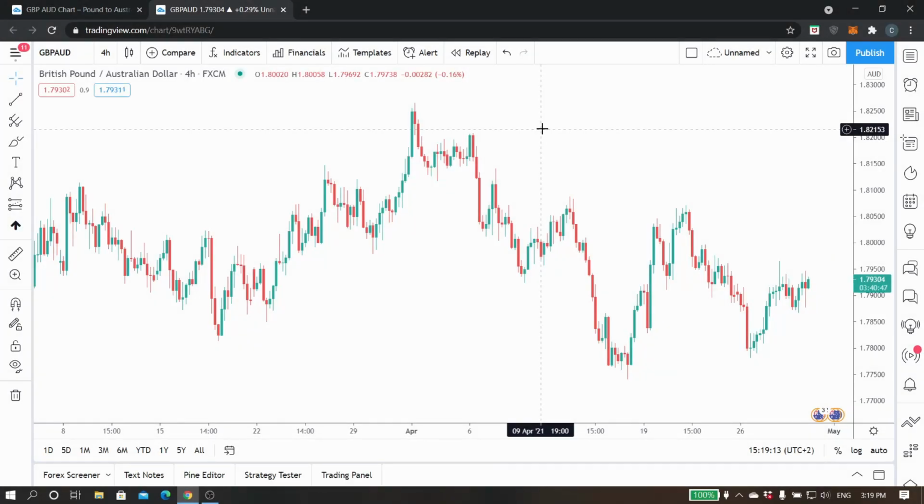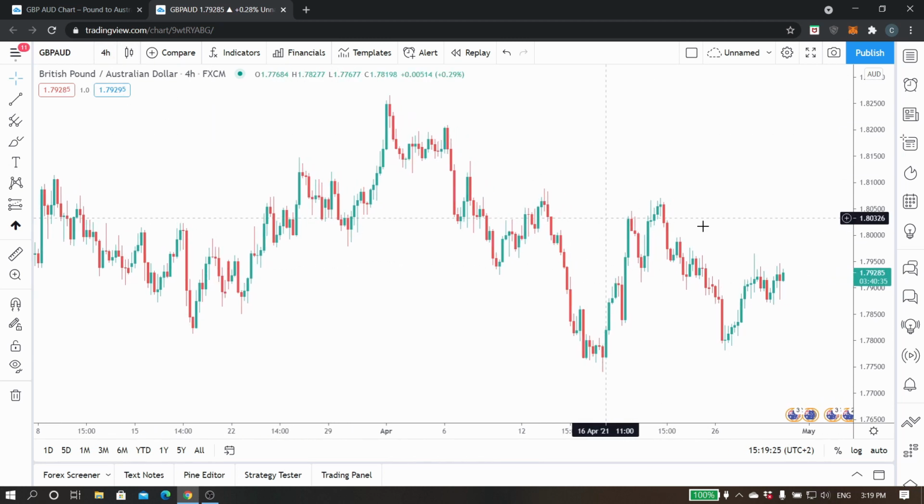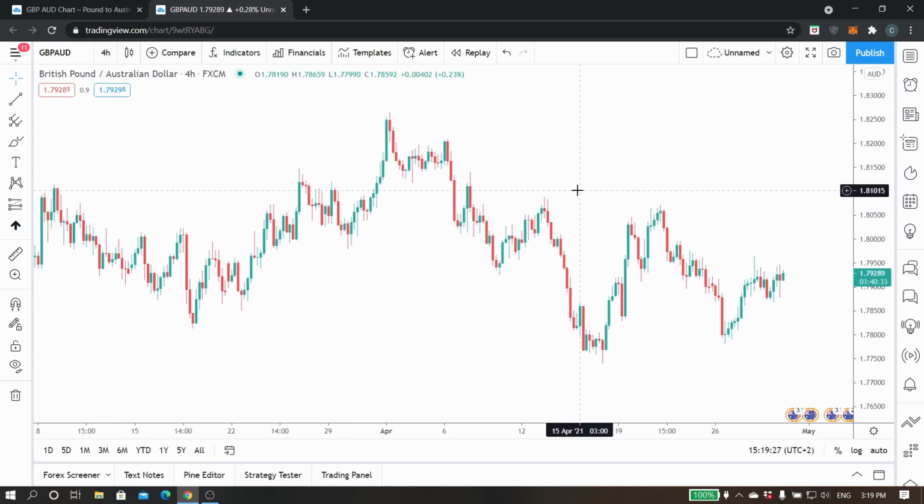Welcome back everyone. Now we're in TradingView. I grabbed a random pair, this time the British pound against the Australian dollar. This is the symbol. We're on the 4-hour chart. It's looking pretty clean. So I'll show you how to get them first.